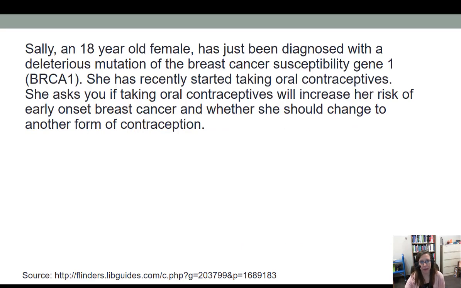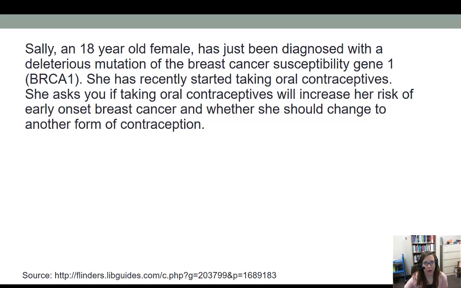So in this example, Sally, an 18-year-old female, has just been diagnosed with a deleterious mutation of the breast cancer susceptibility gene 1, which is called BRCA1. She has recently started taking oral contraceptives. She asks you if taking oral contraceptives will increase her risk of early onset breast cancer and whether she should change to another form of contraception.